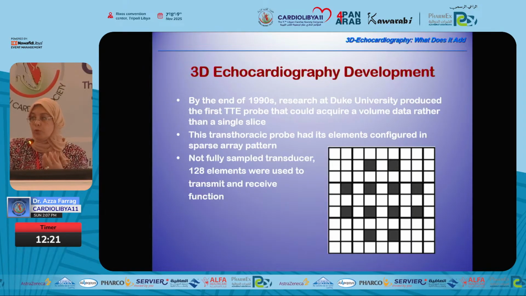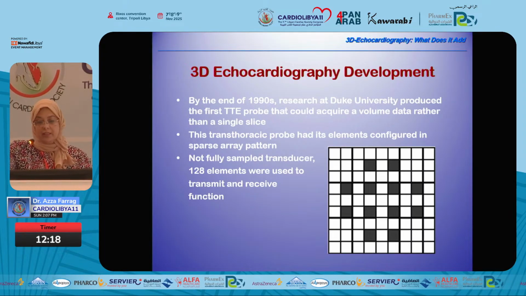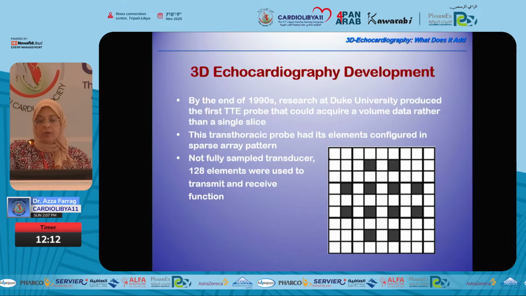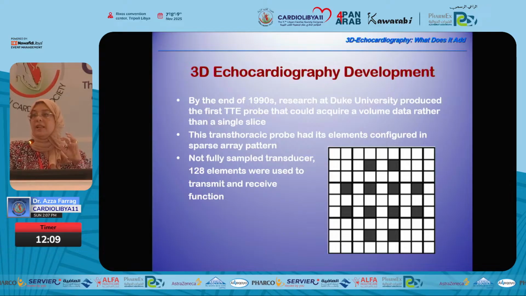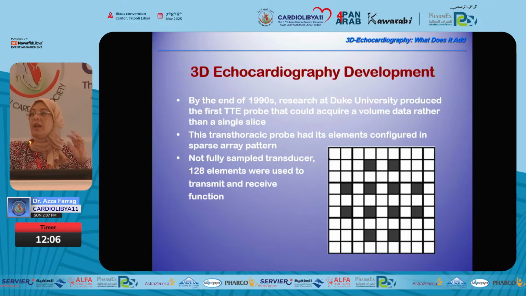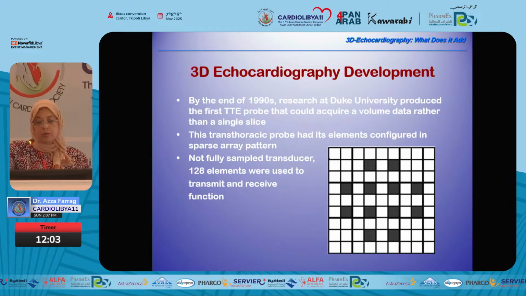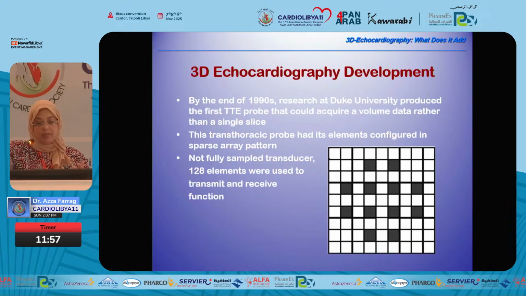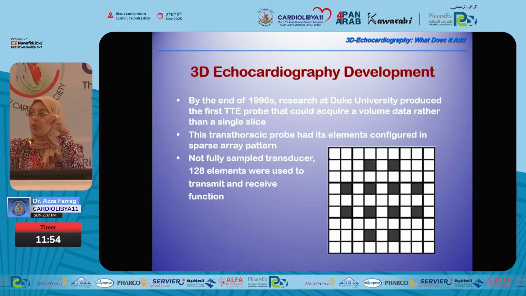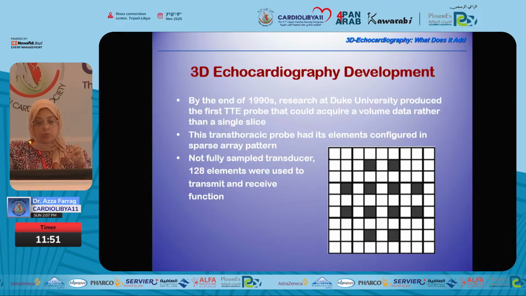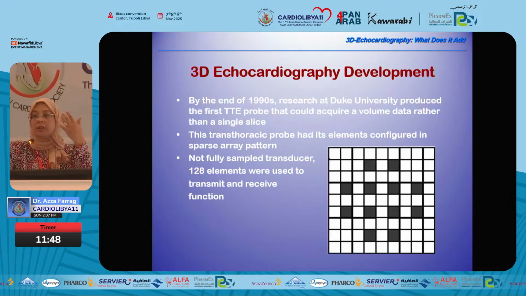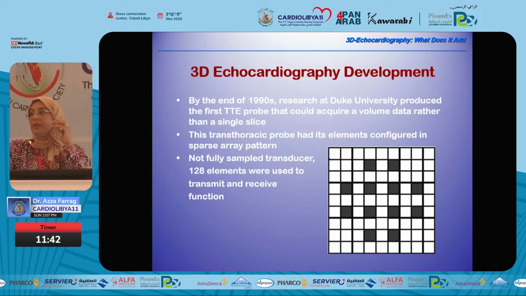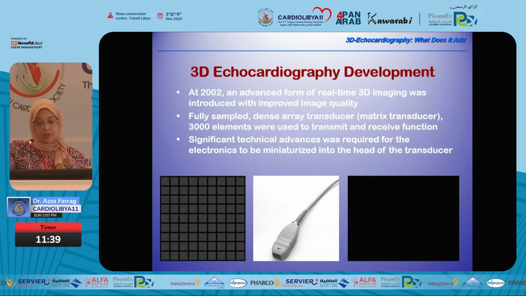To know the importance of 3D echo, by the end of the 1990s, researchers at Duke University produced the first transthoracic probe that could acquire volume data rather than a single slice. Single slice, I mean the M mode or the two-dimensional echo. This transthoracic probe had the elements configured in a sparse array pattern, not a fully sampled transducer. You must know that each probe at that time contained 128 elements used for transmission and reception of imaging. Nowadays, you have 3,000 active elements in the footprint of each transducer.